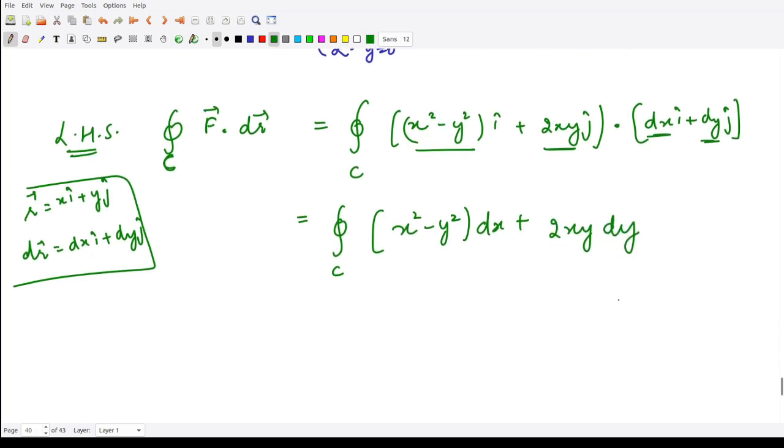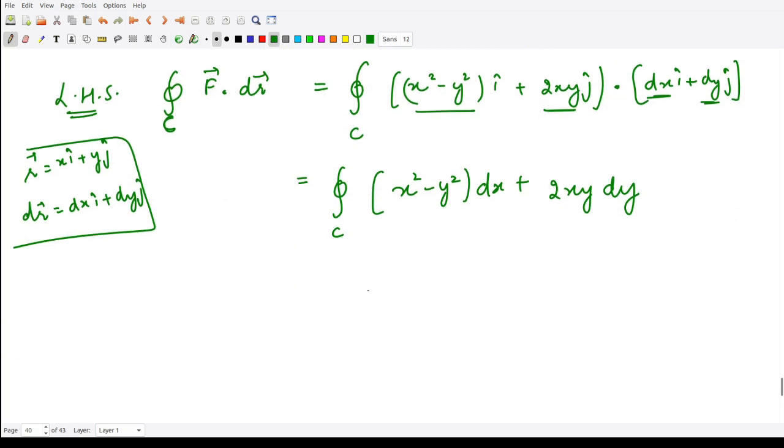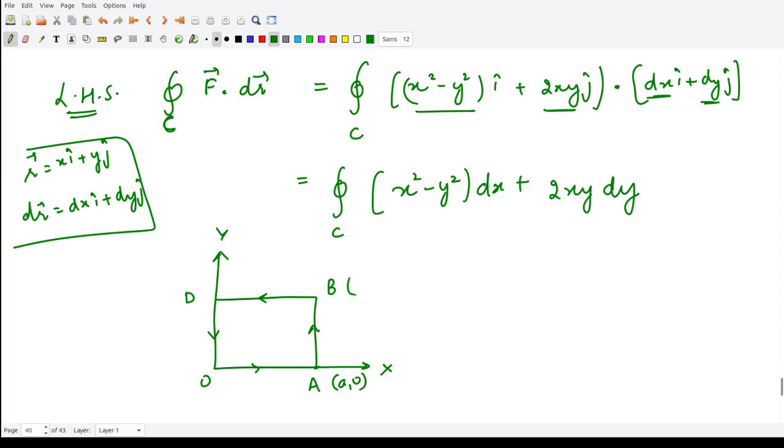So now in order to calculate the line integral here, let me draw the region again. Suppose this is your x-axis, this is the y-axis, this is the origin. So we have a rectangle like this. Suppose this point is A, this point is B, this point is D. We are traversing in this anti-clockwise direction so that our direction remains positive. Now this point is a comma 0, this point is a comma b, and this point is 0 comma b, right? So these are the points that are given to us.